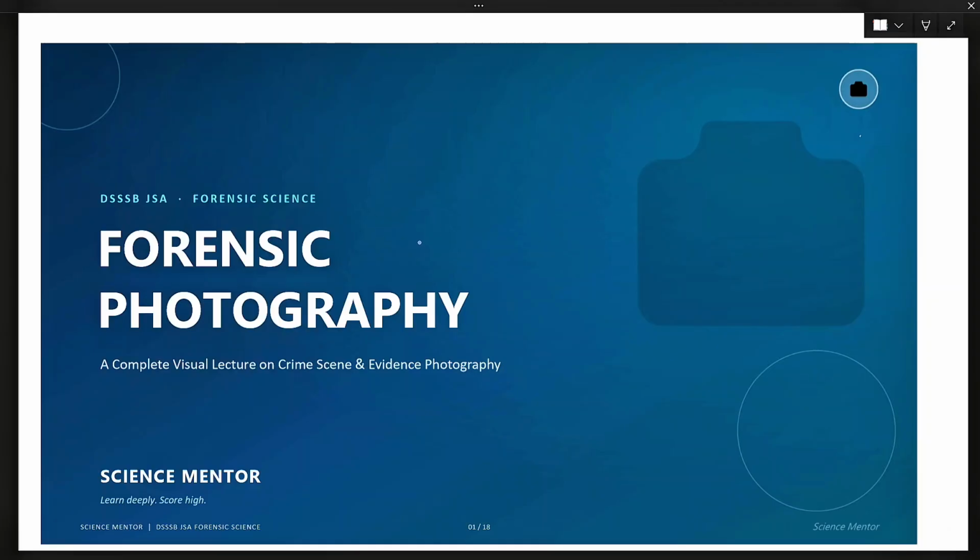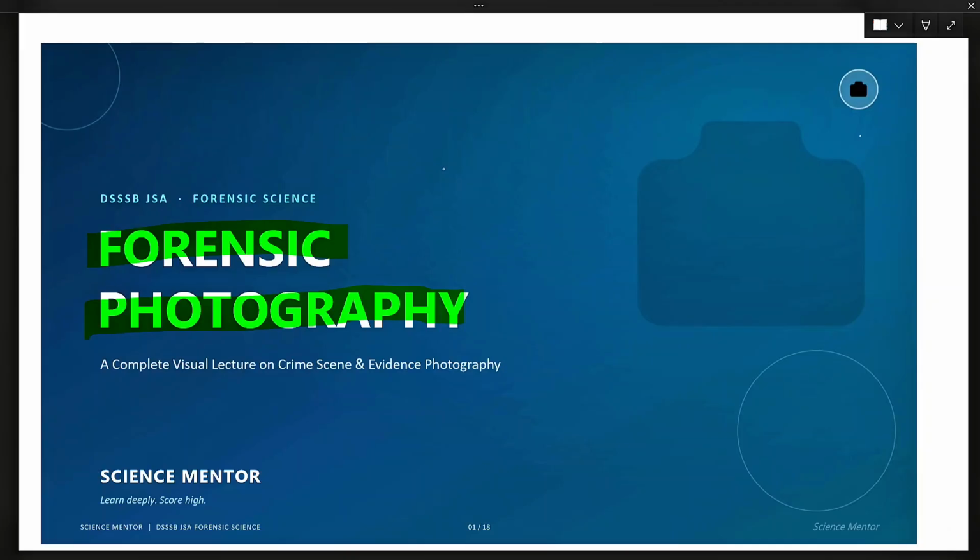Today we are starting one of the most important topics in forensic science, forensic photography. So if you are preparing for DSSSB JSA or state FSL examinations or any competitive examination related to forensic science, this topic is extremely important because questions are frequently asked from its definition, objective, principle, and types of photograph, equipment, lighting technique, and important rules.